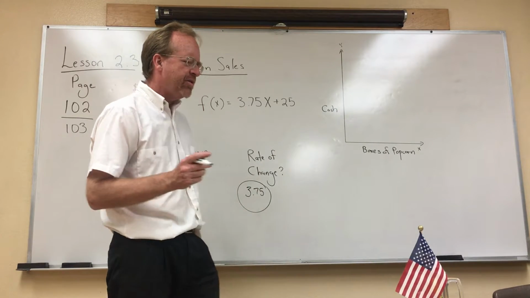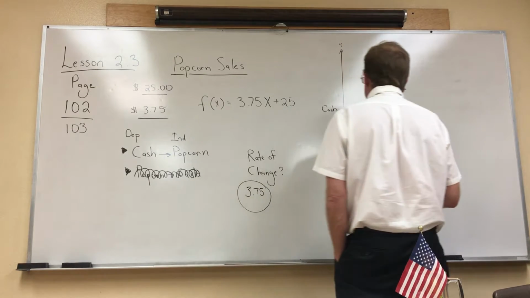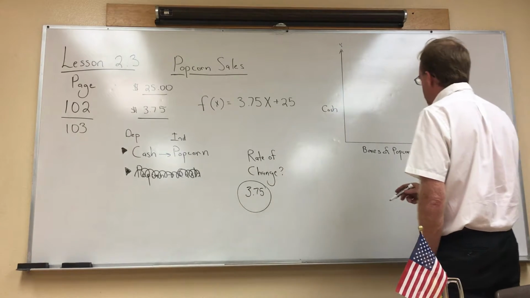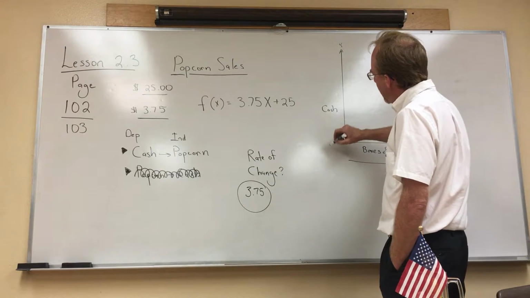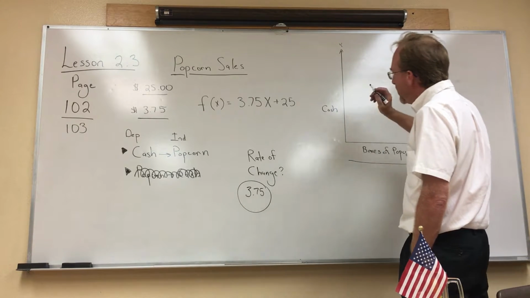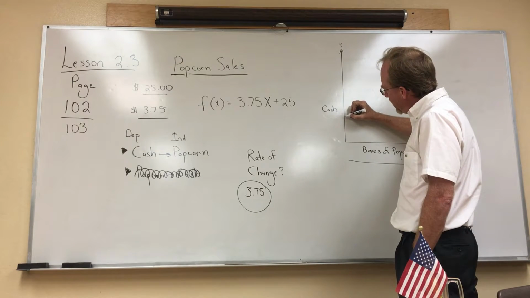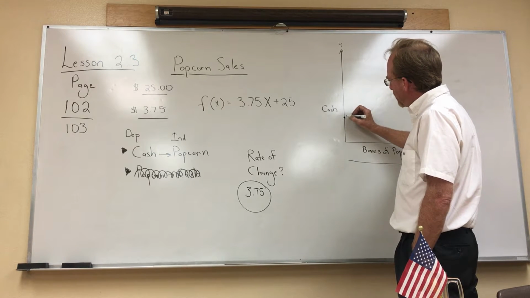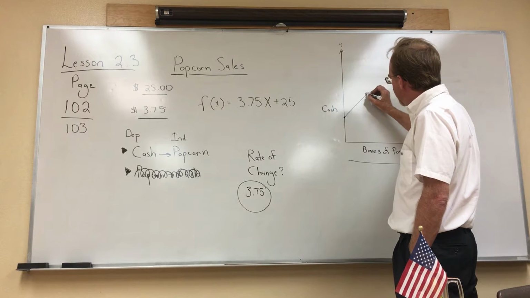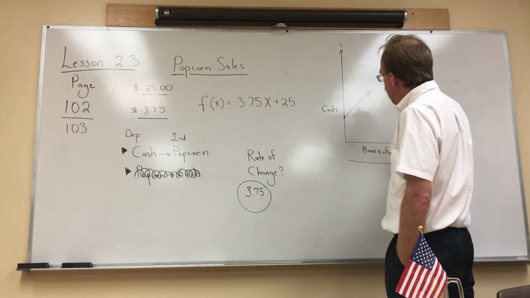Now, they ask you, lastly, what is the y-intercept and what does it mean in this problem? So I got my little chart over here, my sketch, and our x value is our boxes of popcorn, and our y value is how much cash. Now remember, we're not starting at 0. Every kid got $25 into their account. So that's where we're going to start, and from there, it's going to go up in a linear fashion, depending on how much they sell.